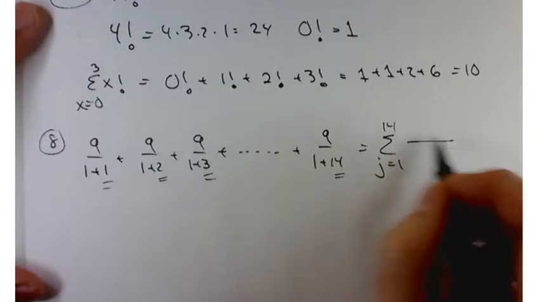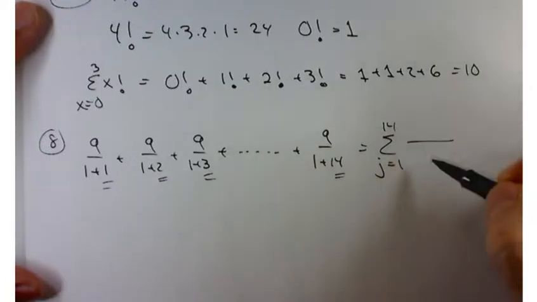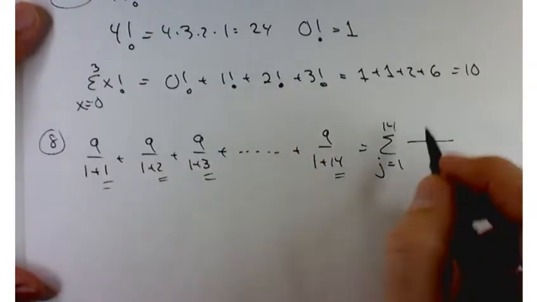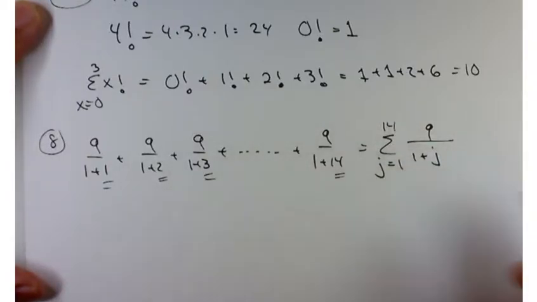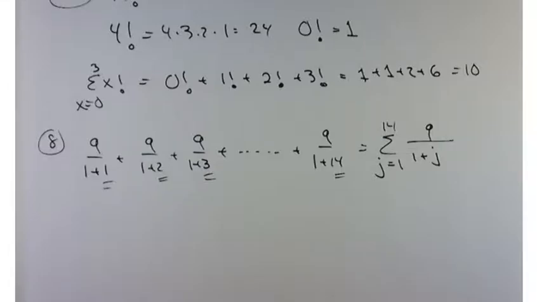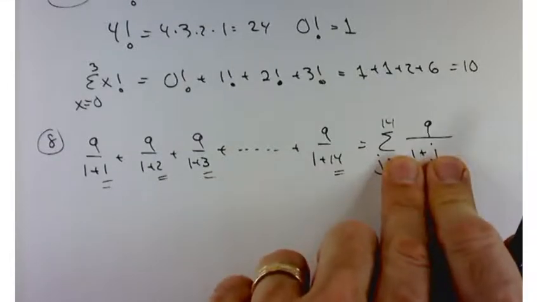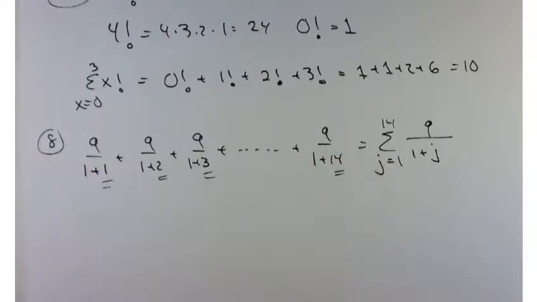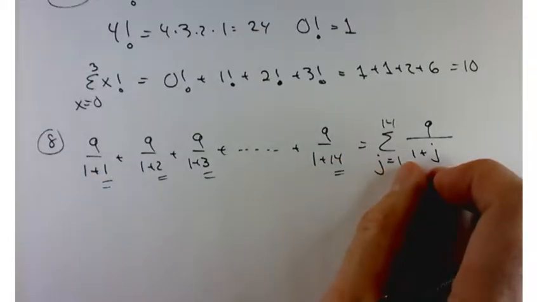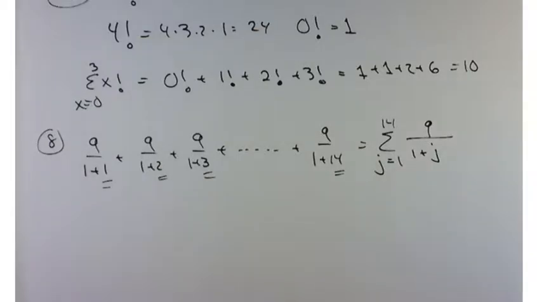And now you need a general expression for these terms. So it's going to be 9 over 1 plus what? J. 9 over 1 plus J. So it's a much nicer form to have this in rather than having to write it all out like this. The other advantage of this is that eventually we're going to get to some formulas that you can use that'll help us calculate certain of these summations.